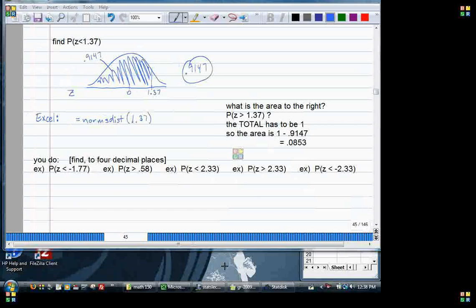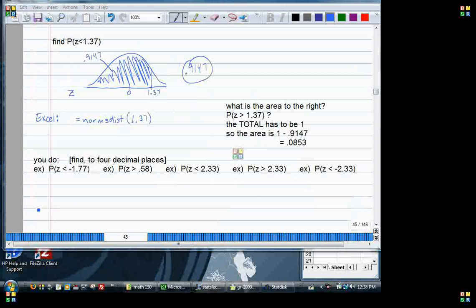Okay, so let's talk about these. The first question is find the probability that z is less than negative 1.77. So what's the first thing you do? The first thing you do, yes, Chastity, draw the picture. Get in the habit, first step, draw the picture.